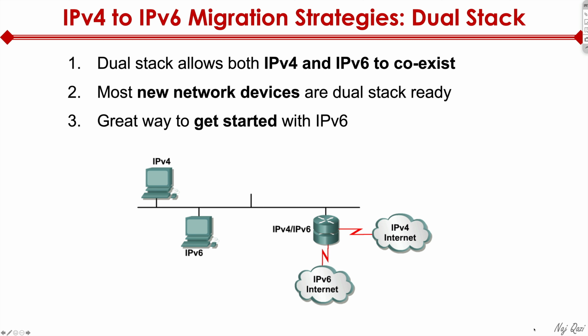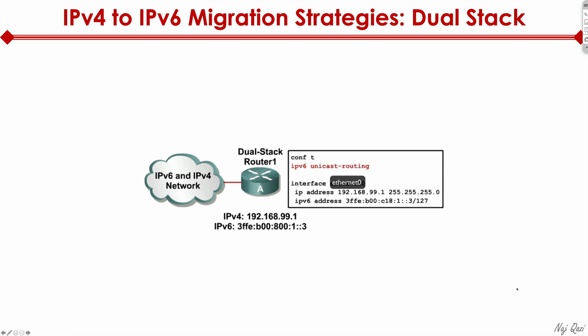dual stack ready. And that's a great way to get started at IPv6, which means you don't have to rip and replace anything. You don't have to rip out IPv4 to implement IPv6. You can literally, on the same machine, turn on IPv6. And you can do the same thing on your switches and routers, so you can slowly make that migration. This is the most popular way of migrating in the real world.